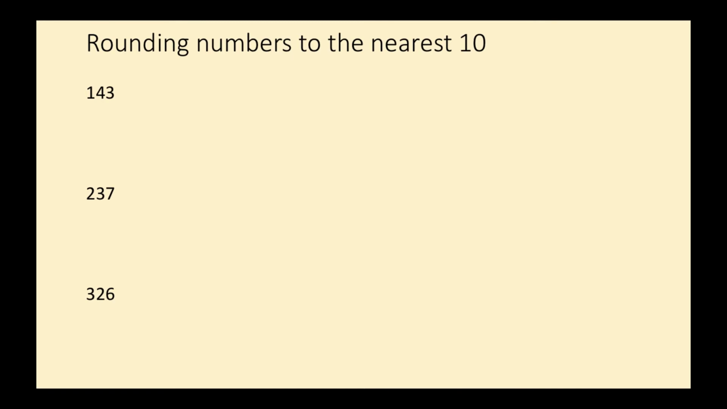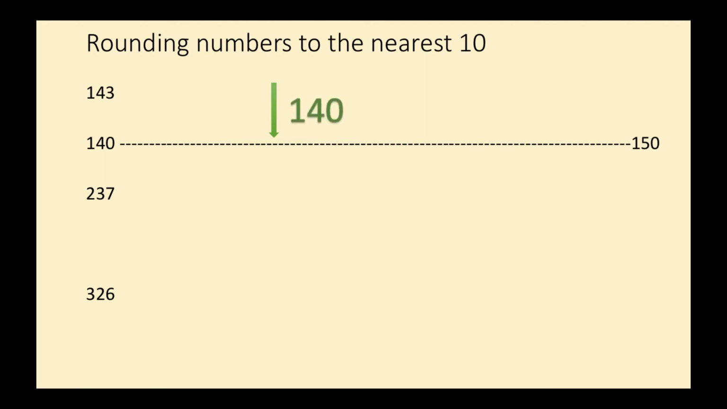So let's round these numbers to the nearest 10. Now, in this case, we've got 143, 237 and 326. So there's hundreds in there, but they don't want us to round to the nearest 100, they want us to round to the nearest 10. So 143 must be between 140 and 150. And 143 must lie around about there if 145 would be right in the middle. So that means we'd round it to 140. So in essence, you can forget the hundreds and just look at the 43 and then add the 1 on at the end if you get confused.